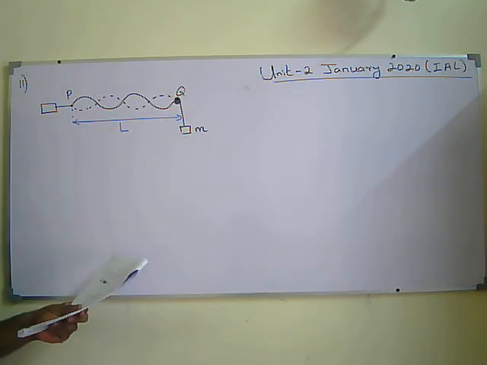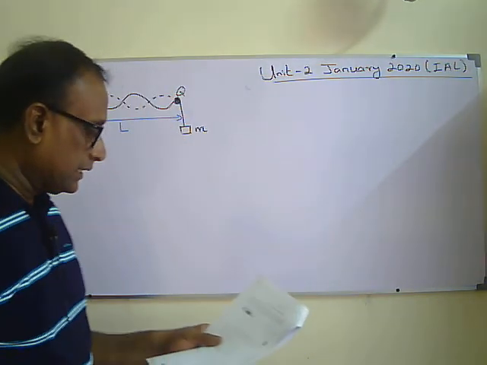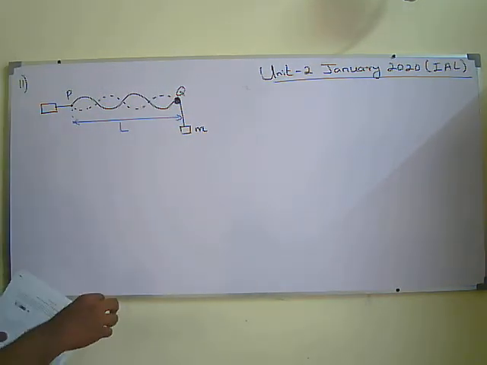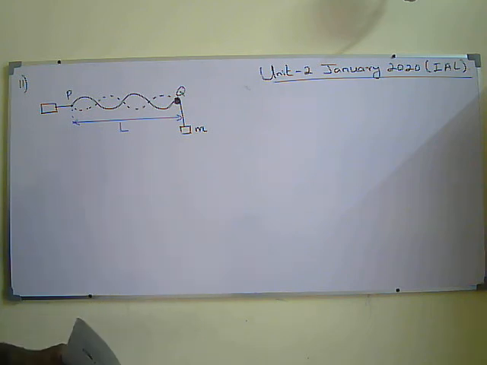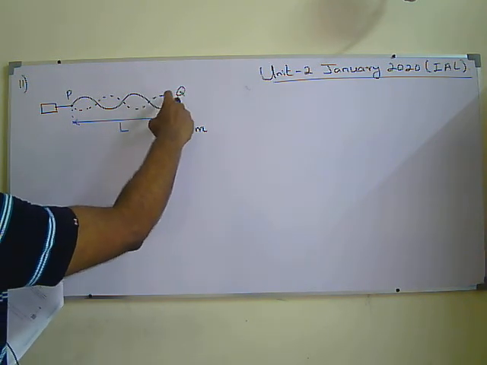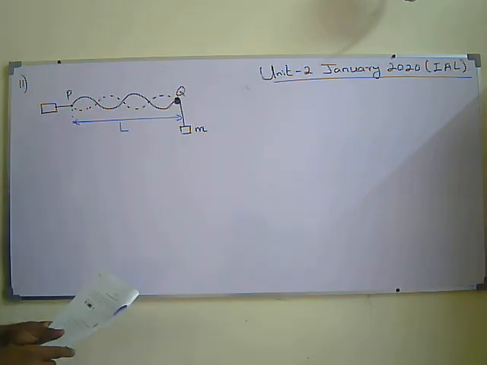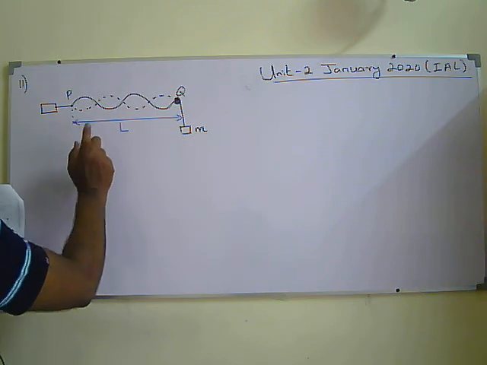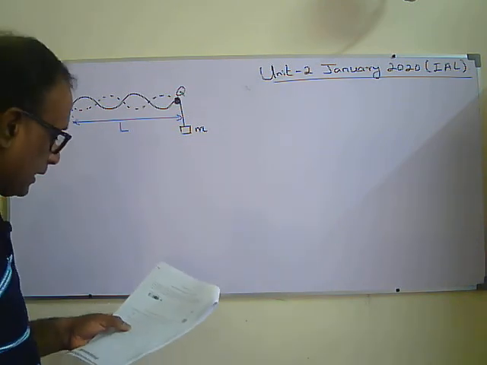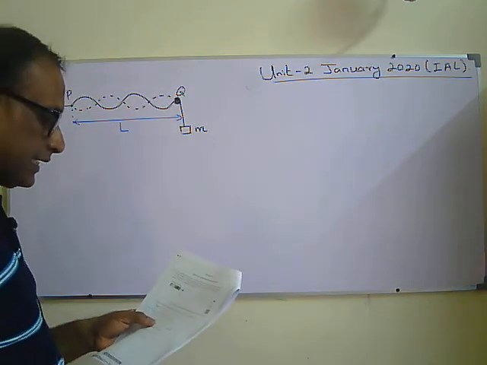Okay, question 11, Unit 2, January 2020, IEL paper. A stationary wave is generated on a stretched string. Mass is attached to one end. The string is passing over a pulley, and the other end is connected to an electrical vibrator. The length of the string is given as L. The first part: determine the wavelength of the waves on the string when vibrating as shown.